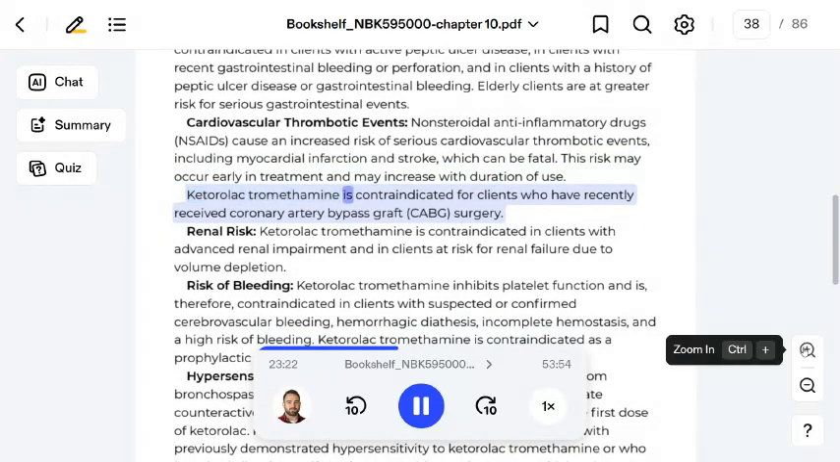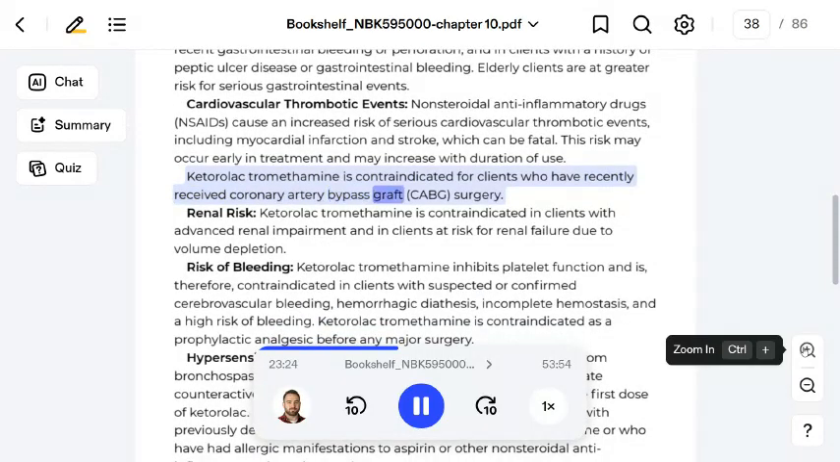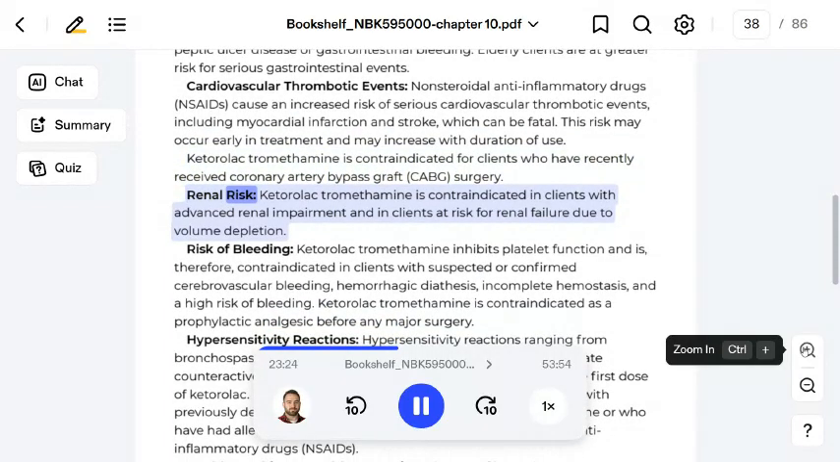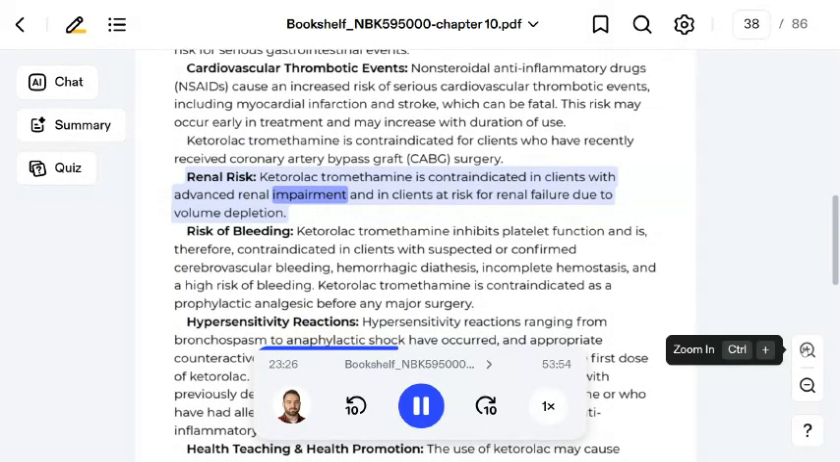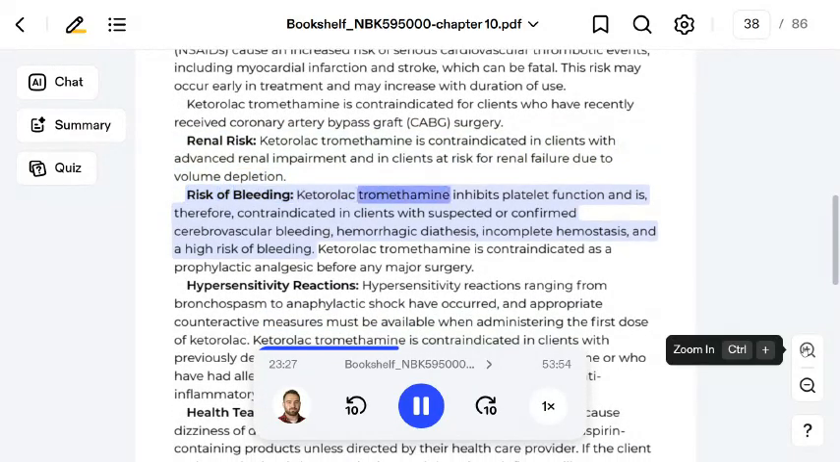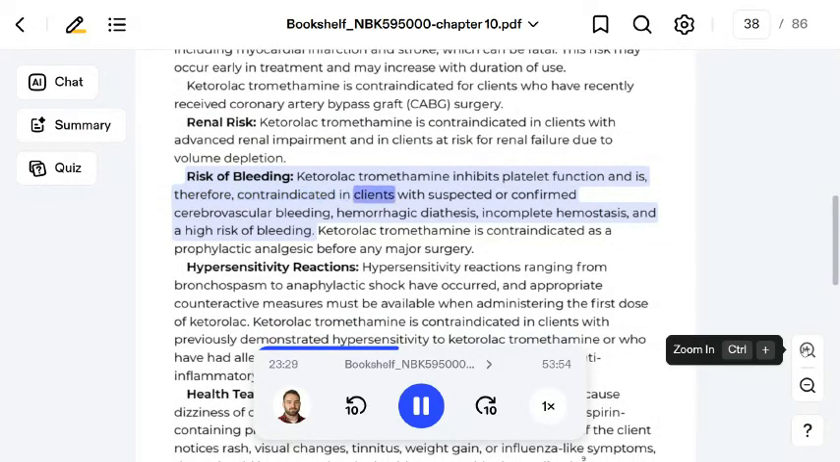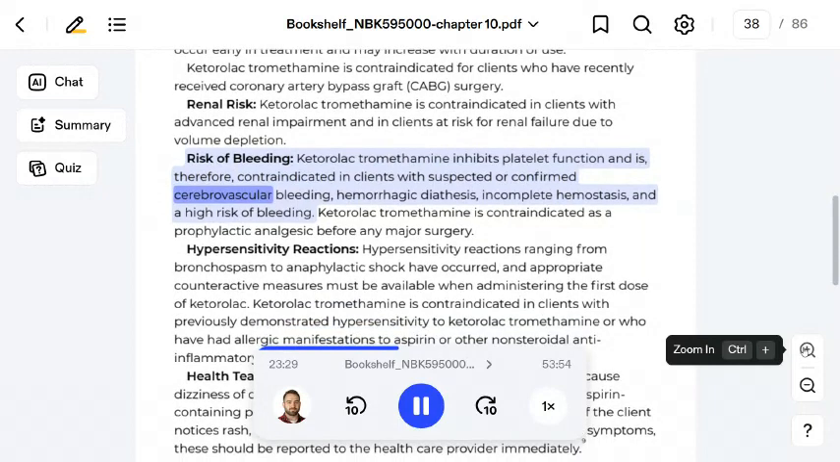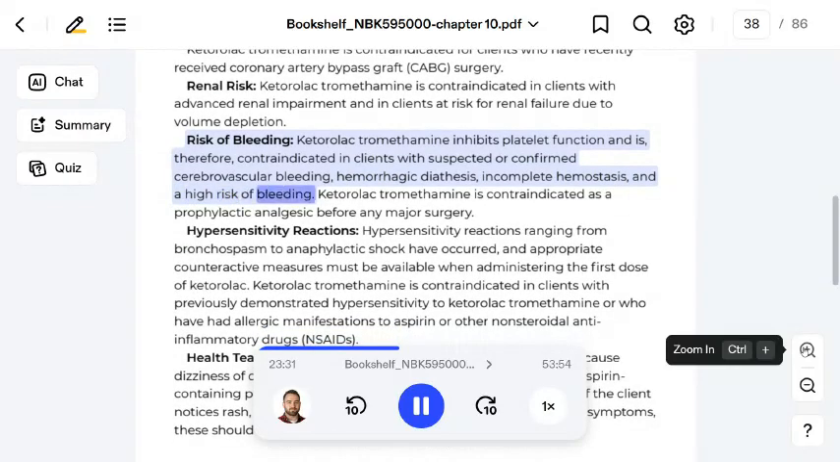Ketorolac tromethamine is contraindicated for clients who have recently received coronary artery bypass graft surgery. Renal risk: ketorolac tromethamine is contraindicated in clients with advanced renal impairment and in clients at risk for renal failure due to volume depletion. Risk of bleeding: ketorolac tromethamine inhibits platelet function and is therefore contraindicated in clients with suspected or confirmed cerebrovascular bleeding, hemorrhagic diathesis, incomplete hemostasis, and a high risk of bleeding.